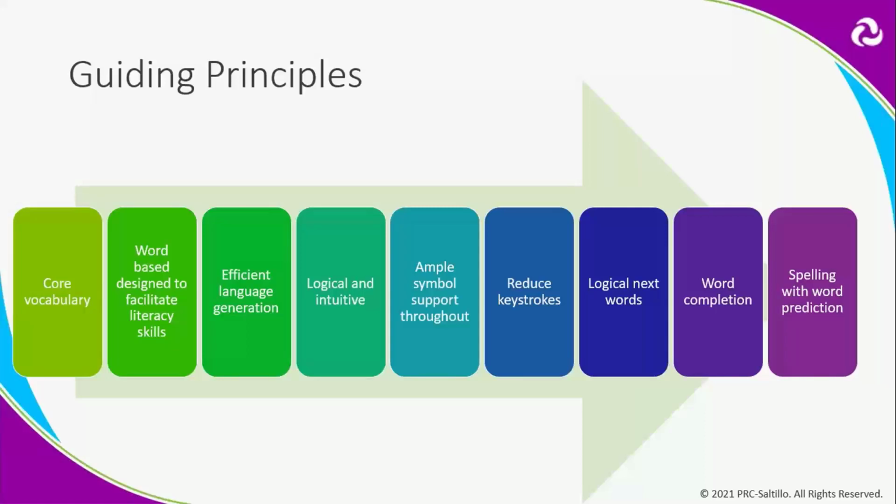They're all designed to be very efficient. They're designed to be logical and intuitive. I'm always thinking, how can the vocabularies be the most efficient with the fewest keystrokes? So some of the ways I do that are to use what I call logical next words, word completion, and then no matter what vocabularies, there's always spelling with word prediction. And some of the WordPower vocabularies have the spelling board right on the main page, and some of them are on a separate page.